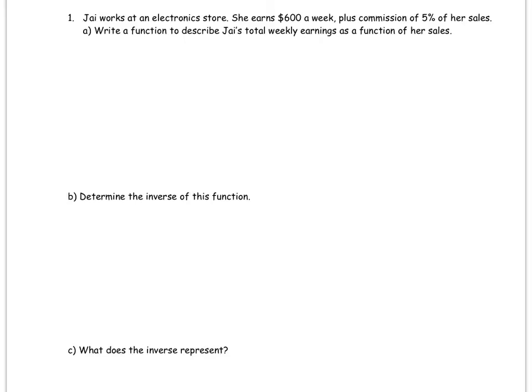We know that this is a linear equation. The slope or rate of change is 5%, which in decimal is 0.05, and the y-intercept or the base pay is 600. So we can write that y, which stands for the earning, is equal to 600, the base pay, plus 0.05x. x is the amount of sales that she does in a week.